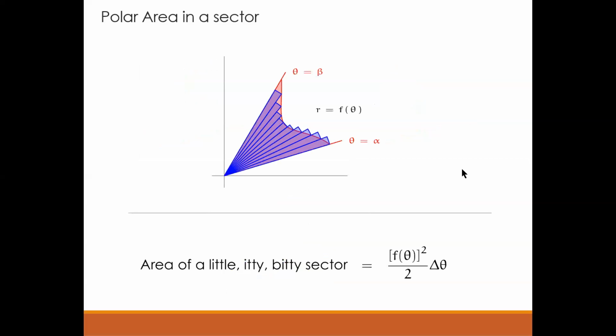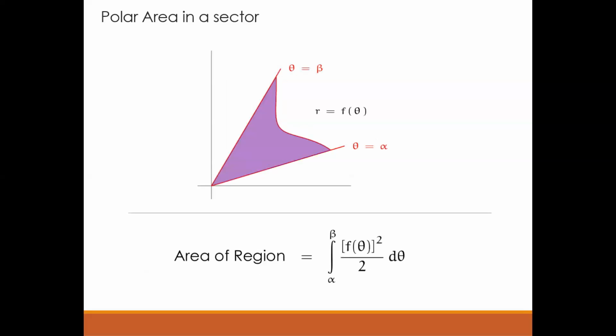The area of one single itty bitty sector is going to be the radius squared, which in this case is f of theta squared, over 2 times delta theta, where delta theta represents how much of those little thetas we are chopping it up into. And as before, we're going to take the limit as n goes to infinity. This delta theta becomes a d theta. So the equation for a polar area is the integral from alpha to beta of f of theta squared over 2 d theta. So let's see if we can find a couple areas.